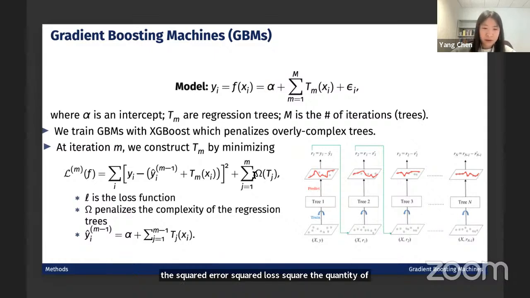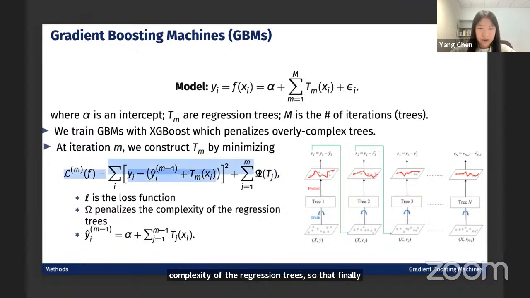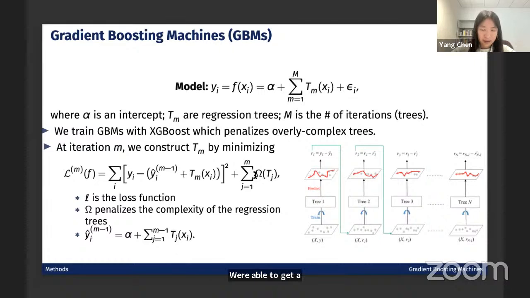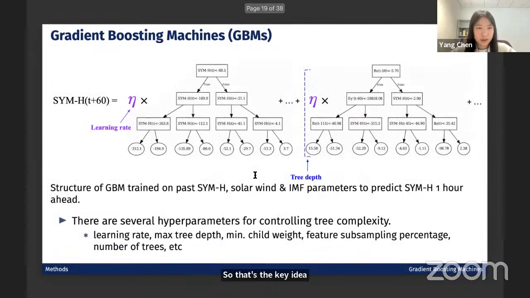So essentially, this is just penalizing the complexity of the regression trees, so that finally, combining the residual mean squared error and this complexity of the regression trees, we're able to get a nice, clean, small tree structure that explains the residual pretty well. So that's the key idea for these gradient boosting machines.